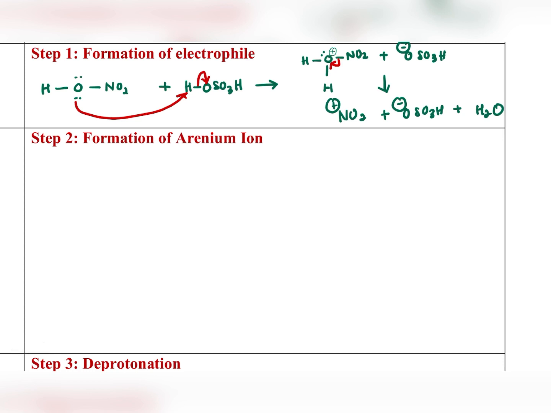So electrophile kamu yang mana, this one? So ini adalah electrophile, positively charged. Okay, so dia adalah electrophile, lack of electron. So next step is formation of arenium ion. So untuk formation of arenium ion, okay, kita ada benzene ring.